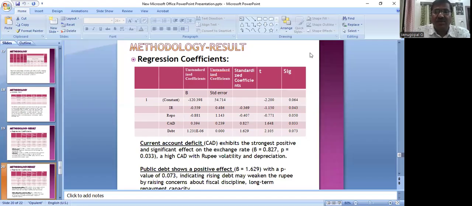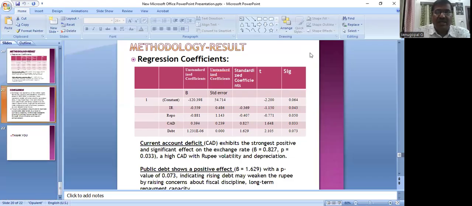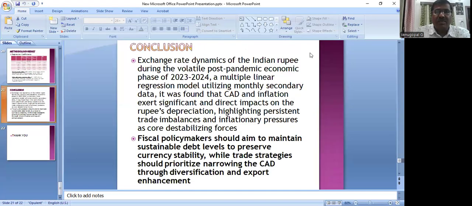The fourth result is with respect to public debt, showing a positive effect with beta equal to 1.629 and a p value of 0.073, indicating that rising debt will weaken the rupee over concerns about the economy and economic discipline of a country. So to conclude, these are all four independent variables and their effects.